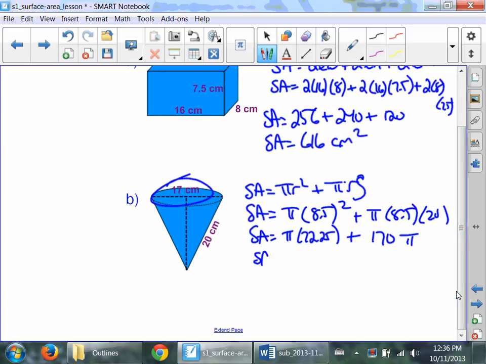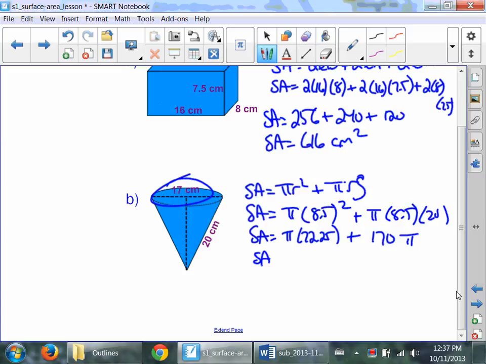So now what we can do is we can figure out what these are on our calculators. Again, we have that pi button. So pi times 72.25. And if you're looking for the pi button on the calculators that I provided you with, it's at the bottom in the center. It says EXP. Just press that button and it'll use the pi function for you.